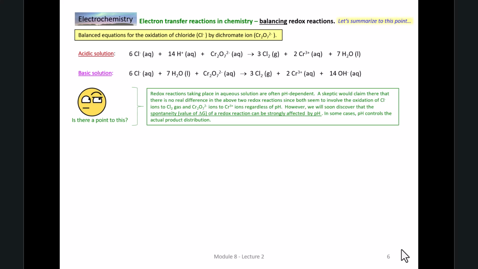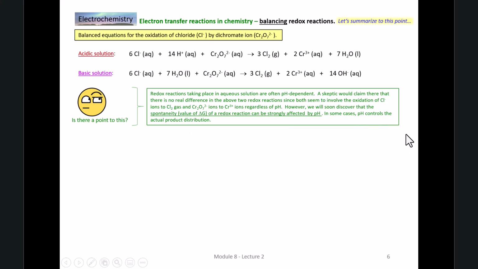Now, a skeptic would claim that there's no real difference in the above two redox reactions, since both seem to involve the oxidation of chloride to chlorine gas and dichromate ions to chromium 3+ ions, regardless of the pH, whether the pH is low as in acidic solutions or high in basic solutions. However, we will soon discover that the spontaneity of a redox reaction, in other words, the actual value of the delta G for the reaction, can be strongly affected by pH. And in fact, in some cases, the pH controls the actual product distribution.